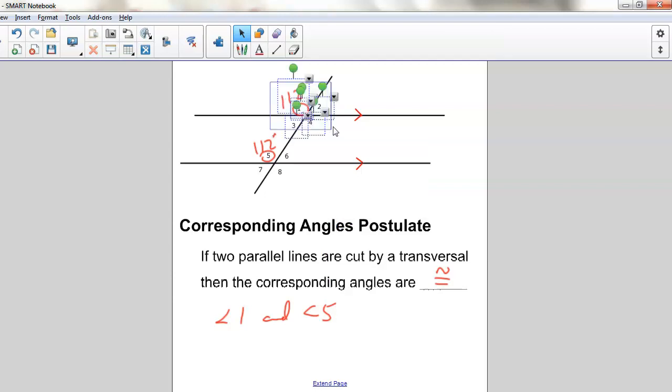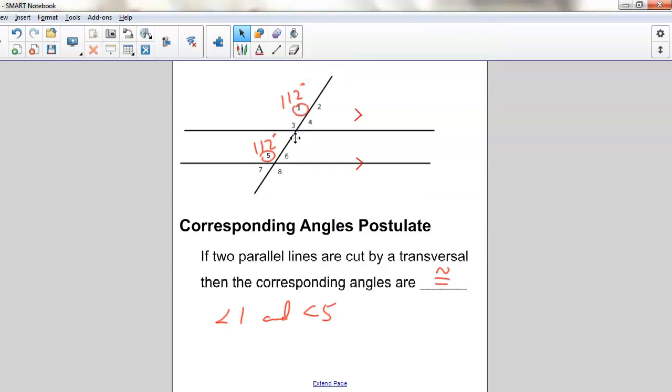doesn't want to let me do that, and drag them down to here, it would all match up. All these angles would match up with all of these angles exactly. Hopefully you can kind of see how that works. Angle 2 would match up with angle 6. They're both acute, and you can see that they look exactly the same. They are. Corresponding angles are congruent.